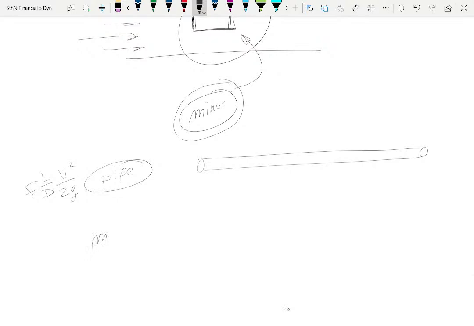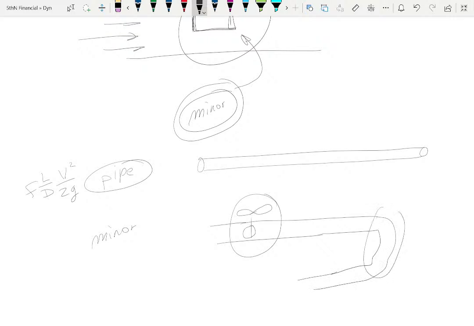Then you have the thing called minor losses, and those could be a valve. They could be anything. What it is, is just anything but the pipe. So if there's a valve, there'll be some losses there. If there's a weird elbow in the pipe, there's going to be losses by having to turn that corner. What they do is they use K_L V squared over 2g, where K_L is a factor.